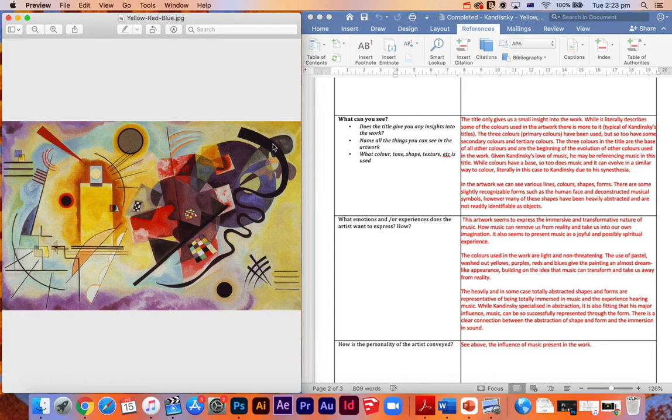Name all the things you can see in the artwork. So in the artwork, we can see various lines, colours, shapes, and forms. There are some slightly recognisable forms, such as the human face and the deconstructed musical symbols. However, many of these shapes have been heavily abstracted and are not really identifiable as objects.